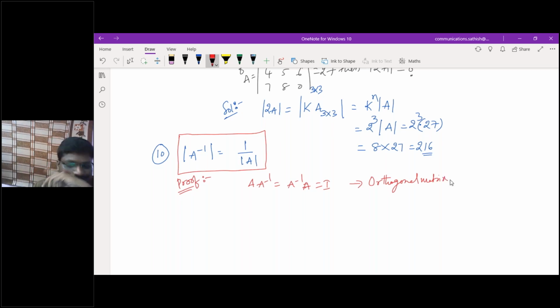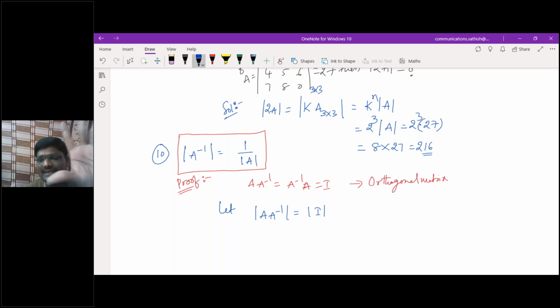Am I correct? Yes, sir. Now, in this, take any one case, like A inverse is equal to I, whatever it may be. You do it as, let me take, I'm considering mod of A inverse is equivalent to mod of I. I am just considering.